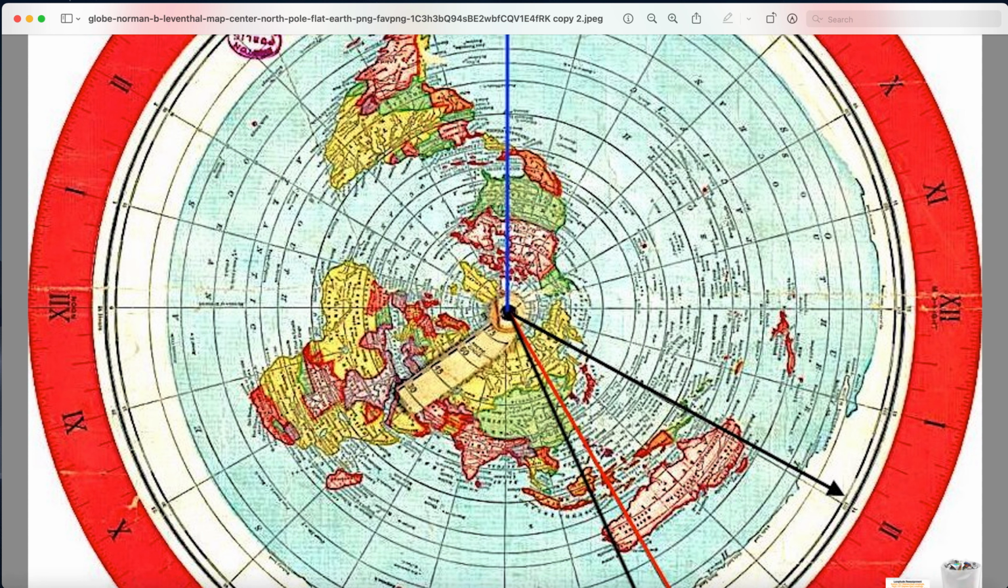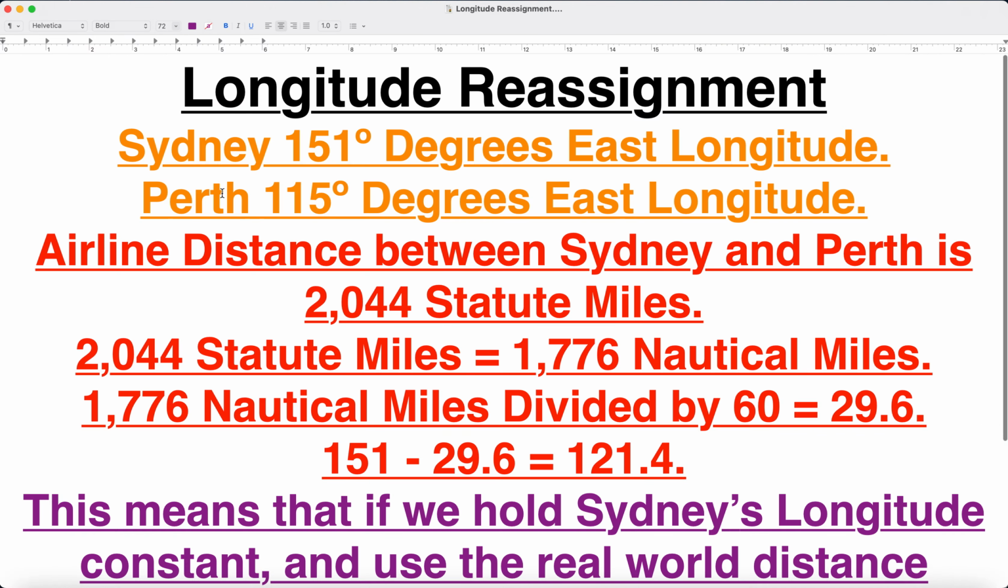So let's just say we're going to hold Sydney constant for this, right? So Sydney is 151 degrees east longitude. That's the longitude it's given at present. Perth is given 115 degrees east longitude, right? An airline distance between Sydney and Perth is 2,044 statute miles. 2,044 statute miles equals 1,776 nautical miles.